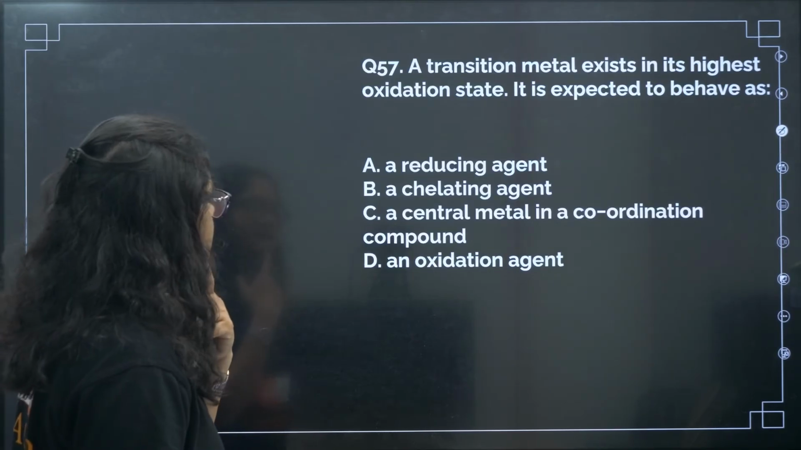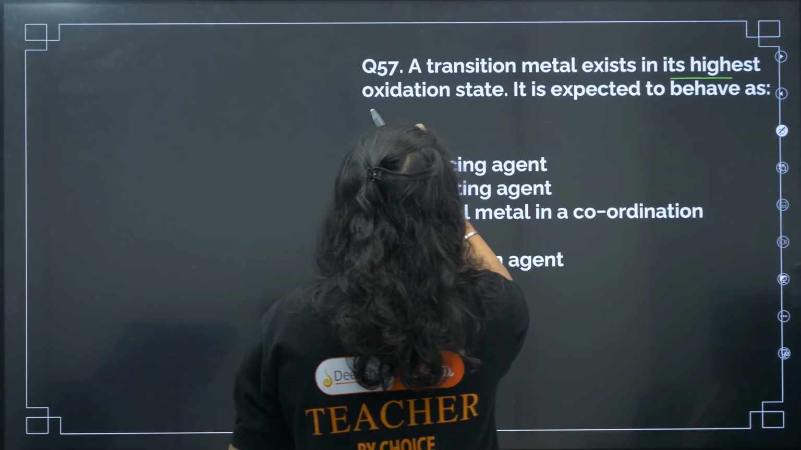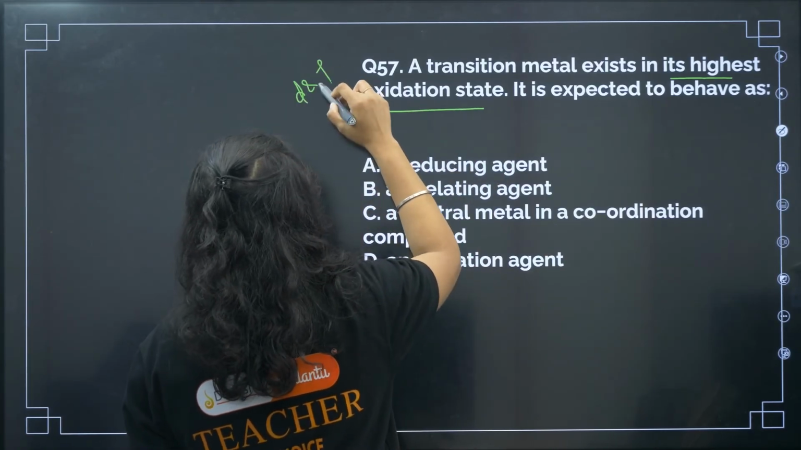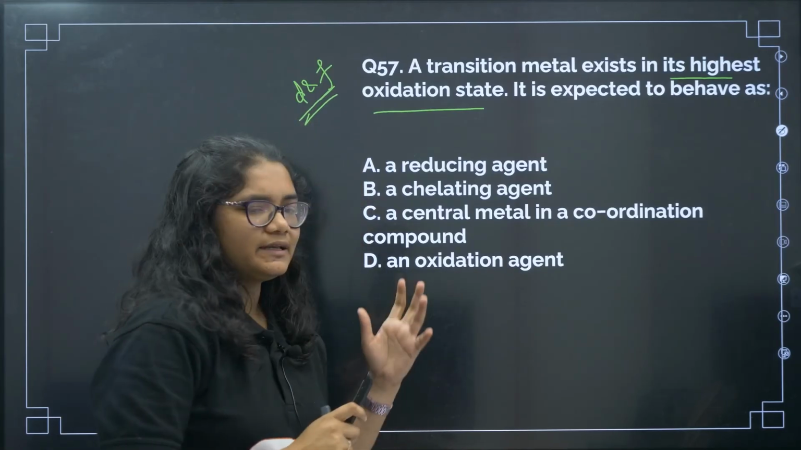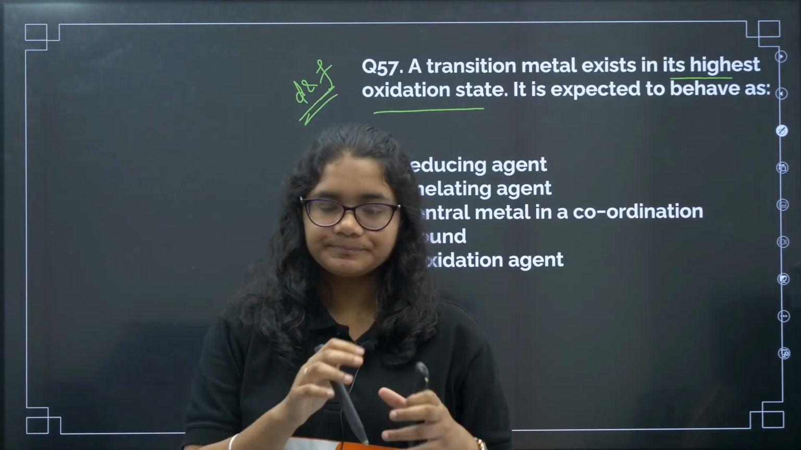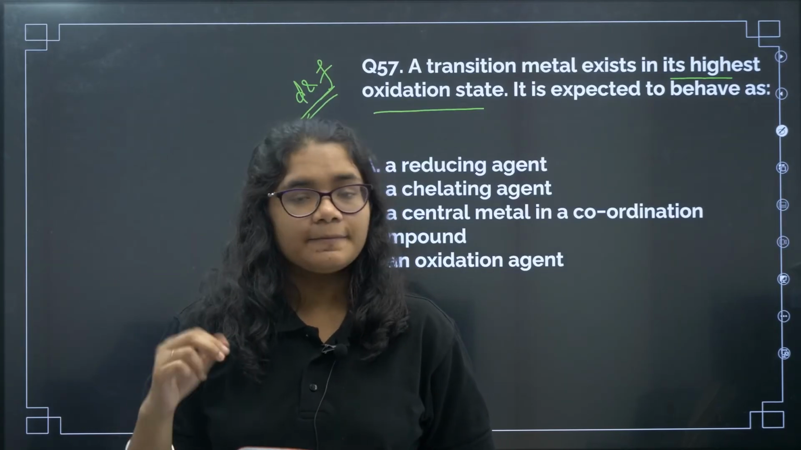Now coming to 57. A transition metal exists in the highest oxidation state. Okay, so we have transition metal means d and f block. It is expected to behave as. Okay, this is a very simple and logical question. See, if a metal is at a very high oxidation state, then what it can do?